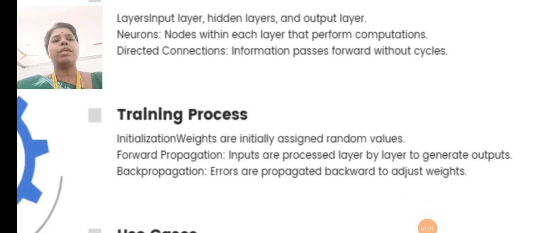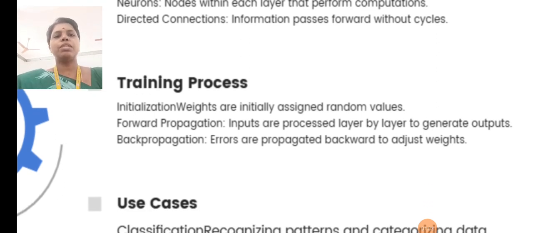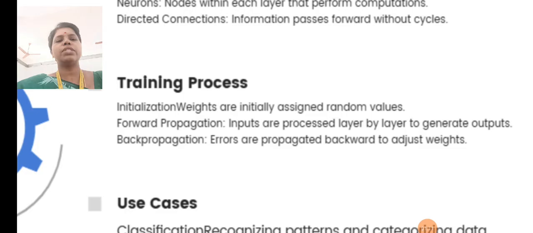Coming to the training process, how the training process takes place in this feed forward neural network: initialization, forward propagation, and back propagation. Initialization, in this stage the weights are initially assigned random values. Forward propagation, inputs are processed layer by layer to generate output. Back propagation, errors are propagated backward to adjust weights. So this is how the training process takes place.